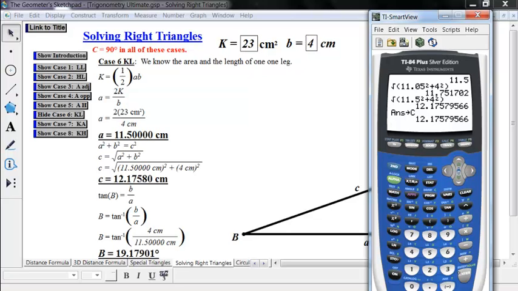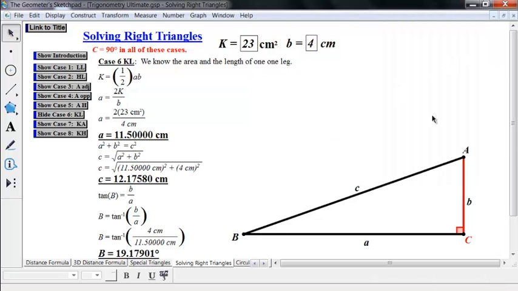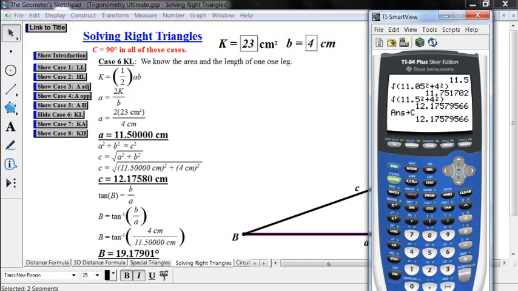Alright, now we have all three sides, and we can use, say, A and B to find angle B. So relative to angle B, that's the opposite leg and the adjacent leg. So tangent of angle B is B over A, and so that means B is the inverse tangent of side B over side A. So it's the inverse tangent of 4 divided by 11.5.